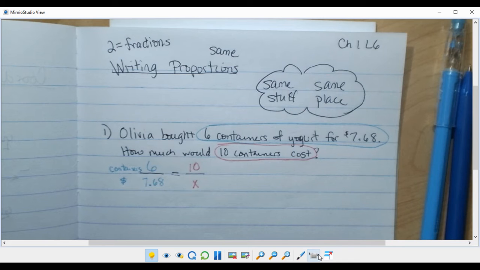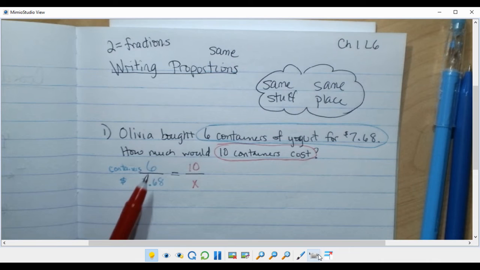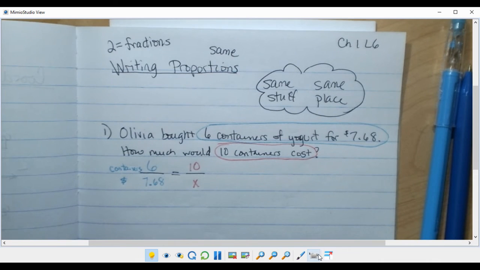And then you would solve it the same way we did last week. Look for your diagonal, multiply that, and then divide them. I'm not going to solve them just yet because I want to show you another way that you can set this up.